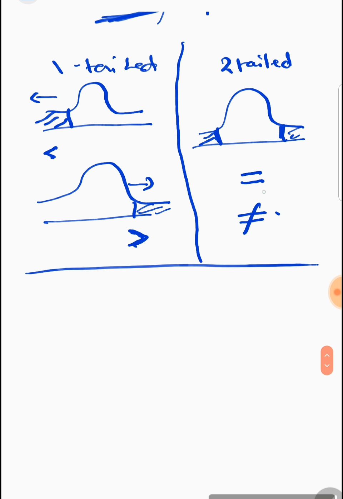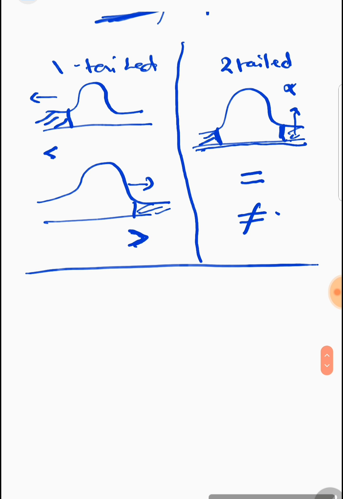Alright, so that's basically a way for you to differentiate between the two. That's why whenever you have questions that claim an exact amount, you want to draw this out and make sure that you know this is a two tail test, because then from there your alpha will have to be divided by 2. Alright, so that's one thing for you to know.